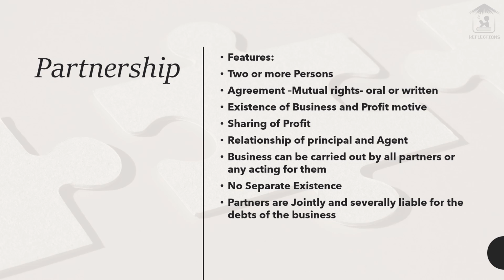Now A and B are partners. B is signing a contract with C. So both A and the firm are bound by the act of B. So B has acted as an agent of A and the firm, and A and the firm have acted as the principal. So business can be carried out by all of the partners.